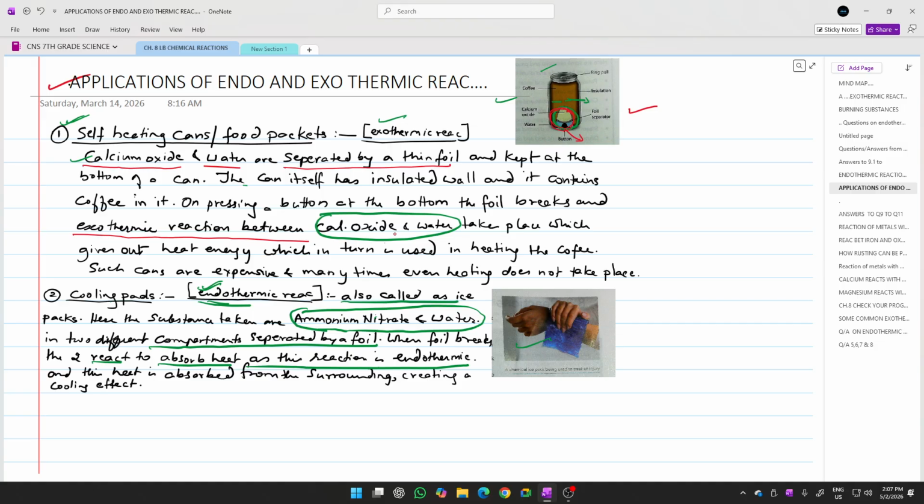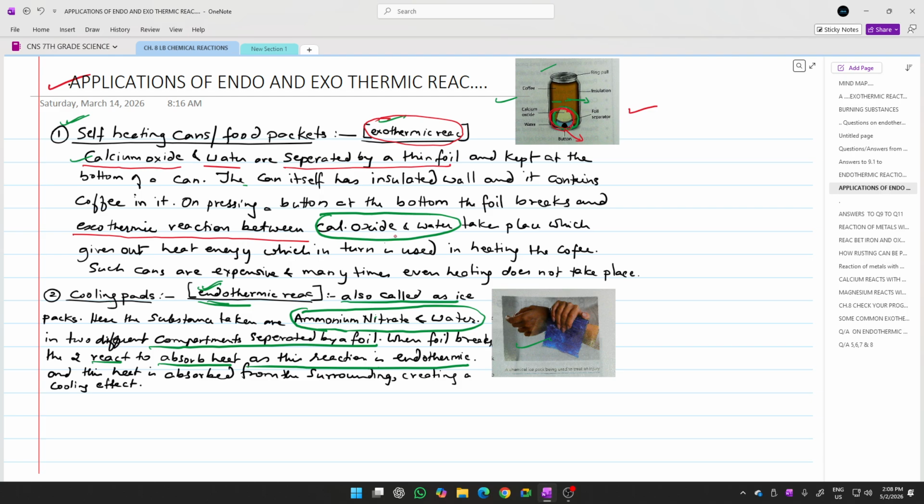Now, this chemical reaction between calcium oxide and water is essentially an exothermic reaction. It is an exothermic reaction. So this is the application of exothermic reaction. Now what happens in an exothermic reaction, you know very well. In any exothermic reaction, heat is given out.